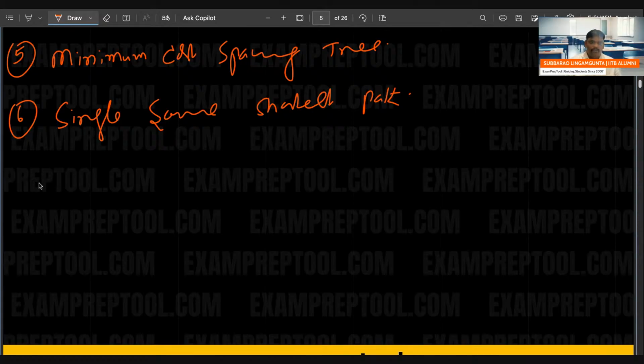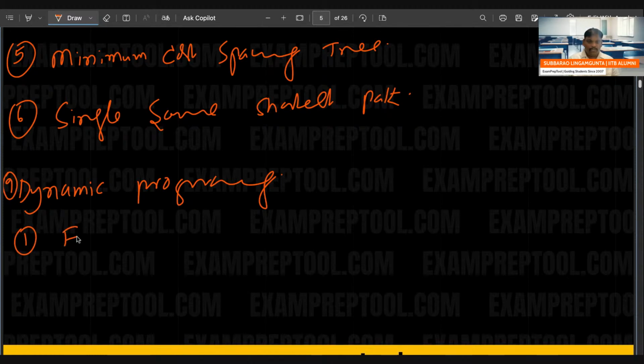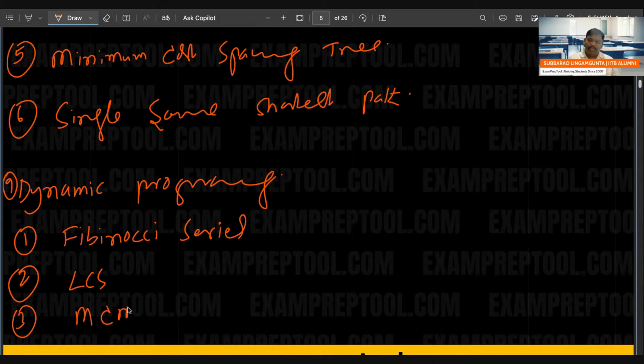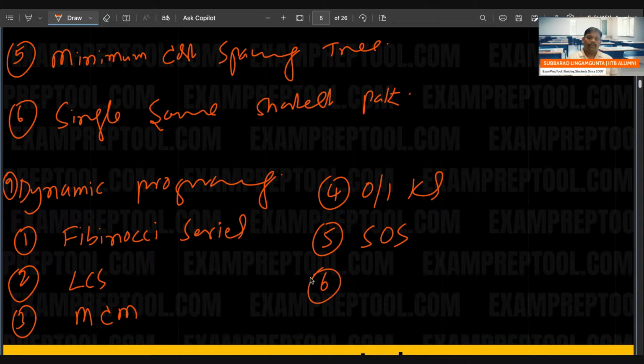So let's go to dynamic programming, the ninth one. In that, first one is Fibonacci series. Second one, LCS, longest common subsequence. Third one, matrix chain multiplication, MCM. Fourth one, 0/1 knapsack. Fifth one, sum of subsets. Sixth one, all pair shortest path.